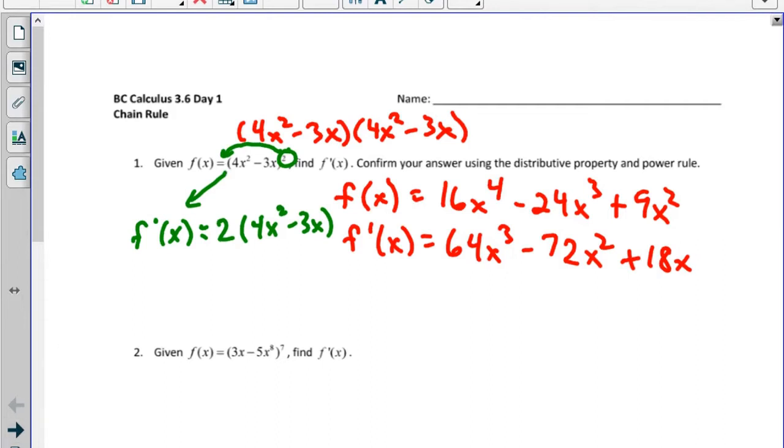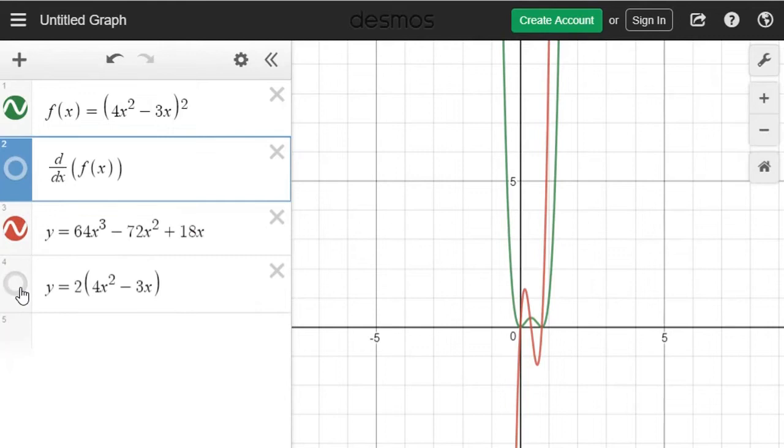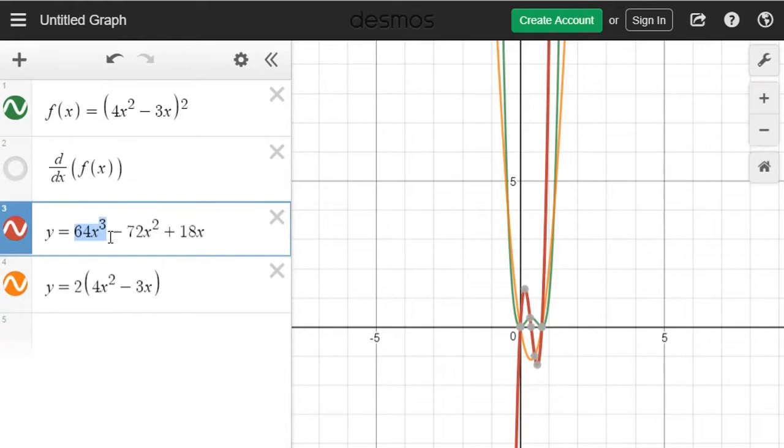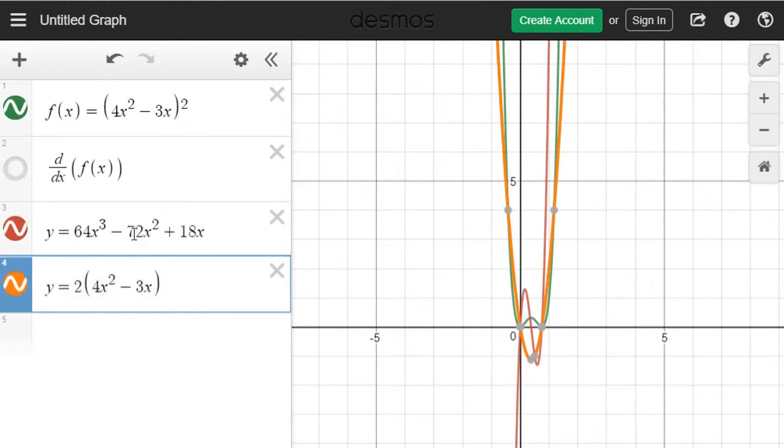And so let's go back to Desmos and see if this ends up being the same as the other ones. And it is not. I mean, that's pretty clear that it won't be because the 64x cubed is in the derivative, and we will definitely not get a cubed here. So it's not going to work. So we kind of have to figure out, well, maybe what's missing.